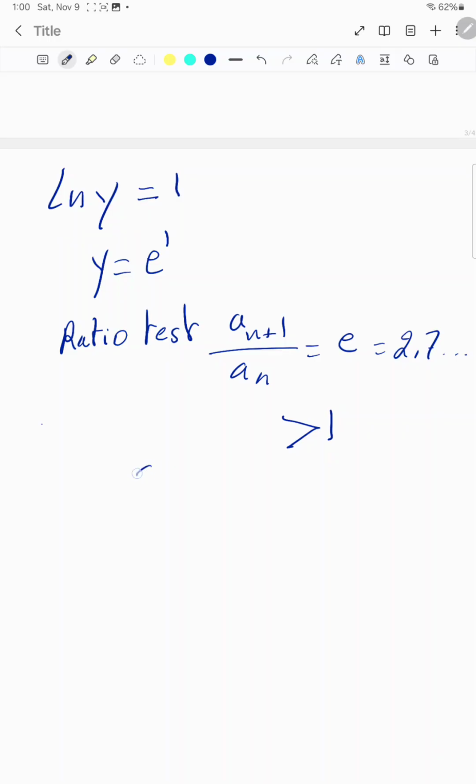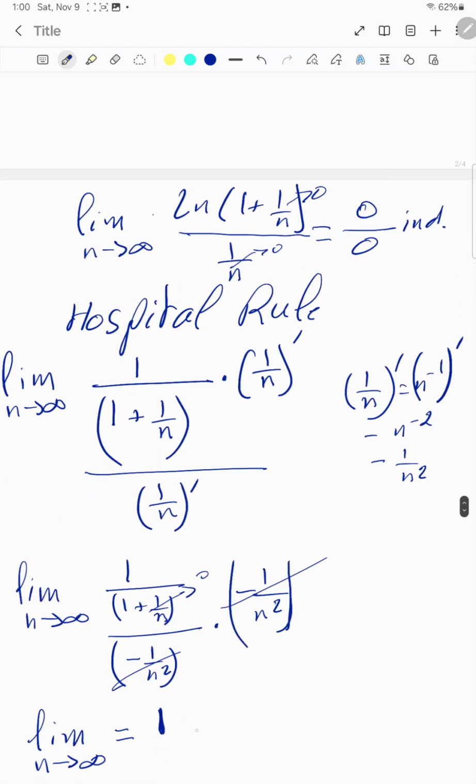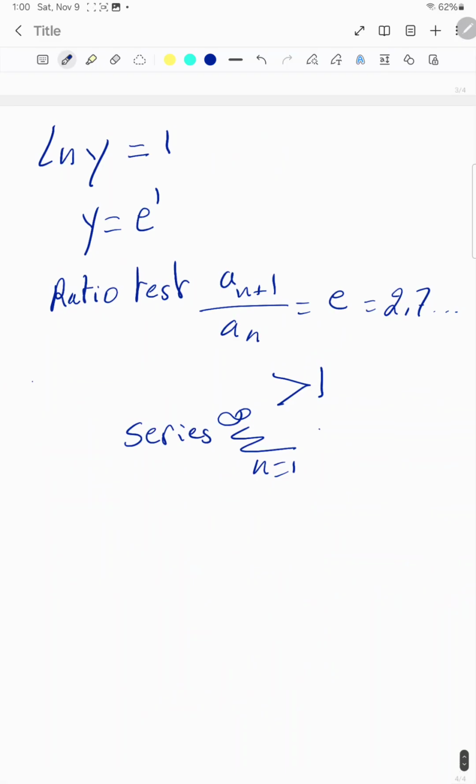That means that my series, the sum from n equals 1 to infinity of n to the power of n divided by n factorial, diverges, because my ratio test is greater than 1.